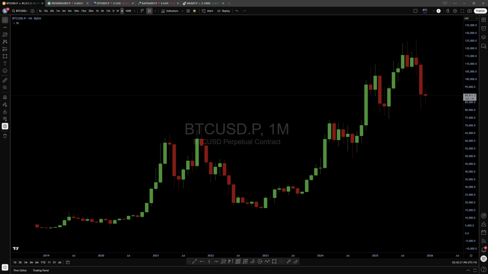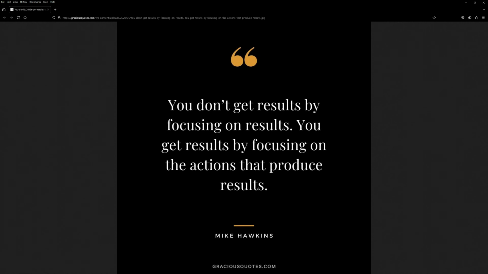Now, a lot of people may not want to draw their key levels. They just might want to use indicators and trade and make some profit. But drawing your key levels is a kind of work that you need to do. There's this quote I wanted to share by this Mike Hawkins guy, and it says, you don't get results by focusing on results. You get results by focusing on the actions that produce results.